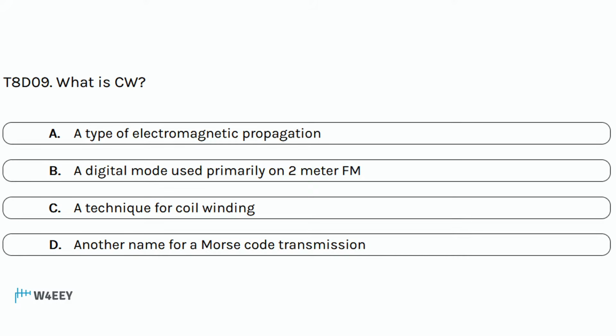And what is CW? D. Yeah, another name for a Morse code transmission. Very good. You're moving right along.